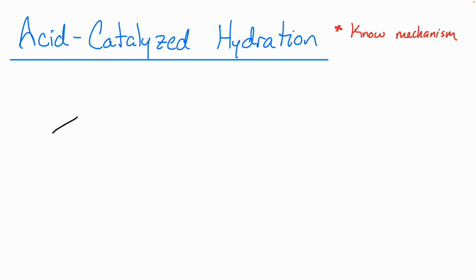Okay, so let's just take an example here. We're going to take an alkene, and we're going to mix it into a solution of concentrated sulfuric acid. And we're going to heat it up. Psych, we're not going to heat it up. That's for the other direction.